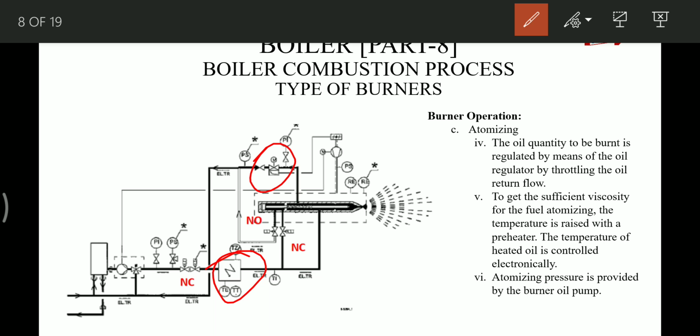Then atomizing pressure is provided by the burner oil pump. This is the burner oil pump. It provides pressure for atomization.